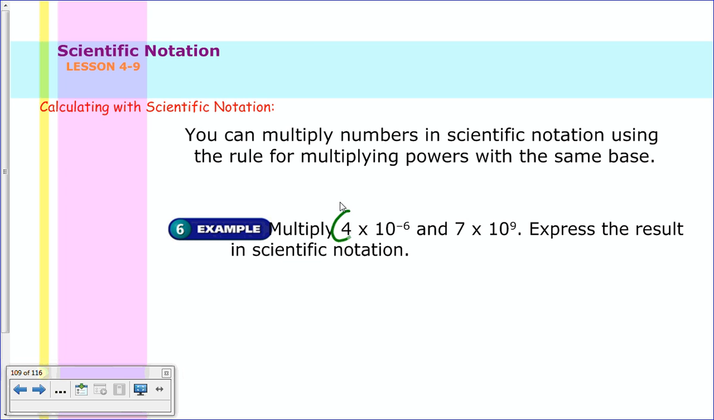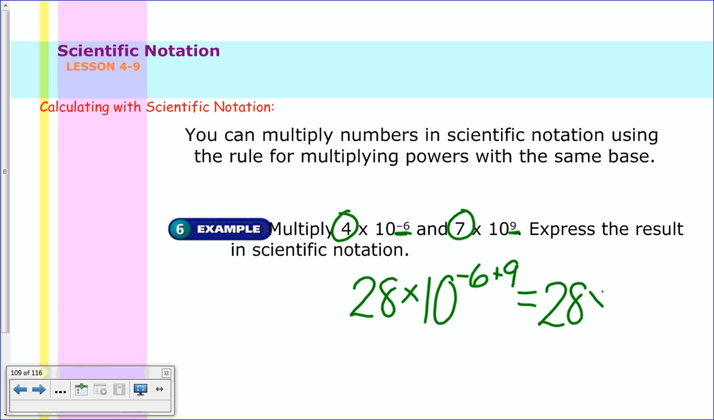But what you do is first look at the numbers they're multiplying together. 4 and 7. Well, you multiply them. 4 times 7 is 28. All right, and then we have times 10. Here, the bases are the same. When the bases are the same, you add the exponents. So we end up with 28 times 10 to the negative 6 plus 9 power. Well, I'm going to rewrite that. 28 times 10 to, let's see, 9 and negative 6. They're different signs, so I subtract them. 9 minus 6 is 3, and 9's bigger and it's positive, so it'd be a positive 3.